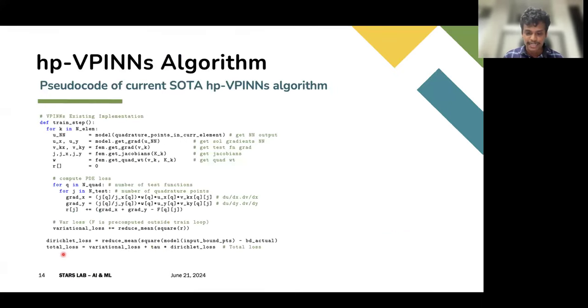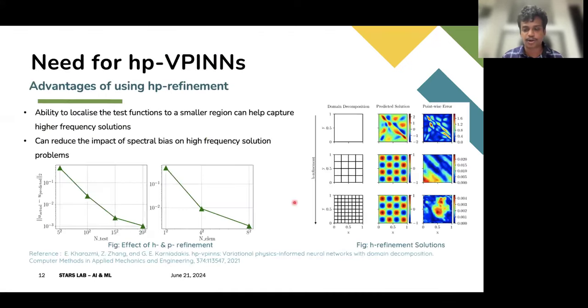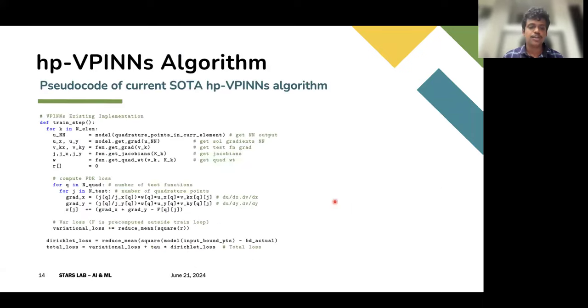So let's go through the current state of the implementation of the algorithm. If you look at the algorithm, your domain is divided into a lot of subdomains, as you are seeing here. What it generally does is similar to how you assemble your loss matrix in FEM. You loop through all the cells, get the solution at all the points within that cell, compute the gradients, and compute the Jacobians from your FEM routines. Then you have the integral.